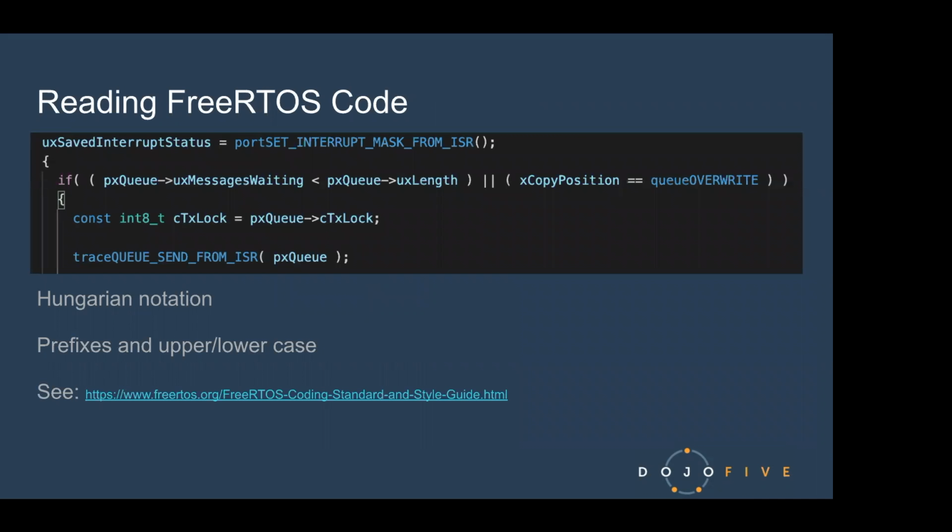So then jumping into some code, what does it look like to read FreeRTOS code? They have a very specific, very controlled style for how they do it. I have the standard and style guide linked below if you want to look through all of the gory details. But you'll see that they use Hungarian notation and prefixes and upper and lower case.